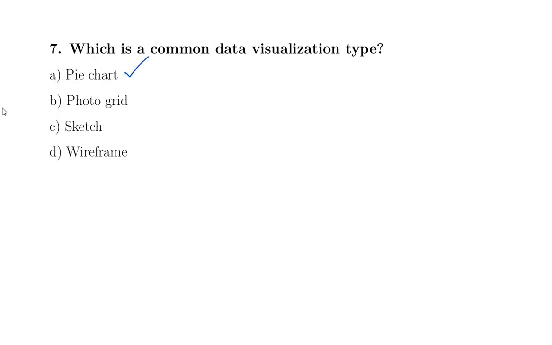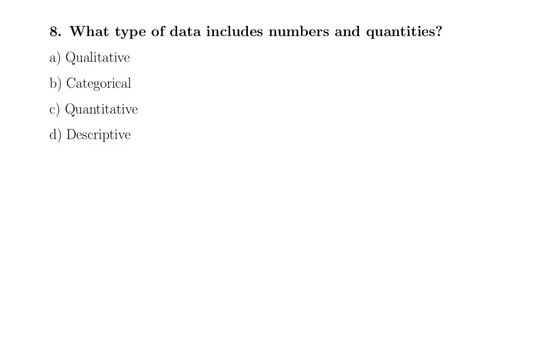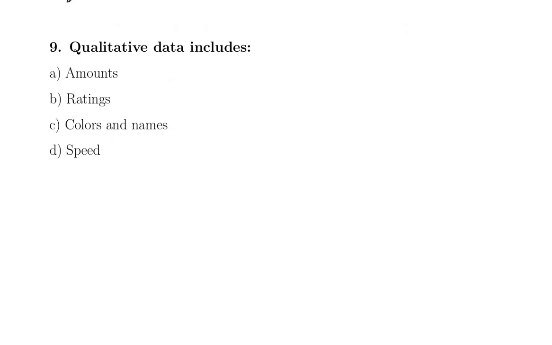The correct option is A. What type of data includes numbers and quantities? Qualitative, categorical, quantitative, and descriptive. The correct option is quantitative. Qualitative data includes things like color and name, while amounts, ratings, and speed are quantitative. That is, color and name is a type of qualitative data.